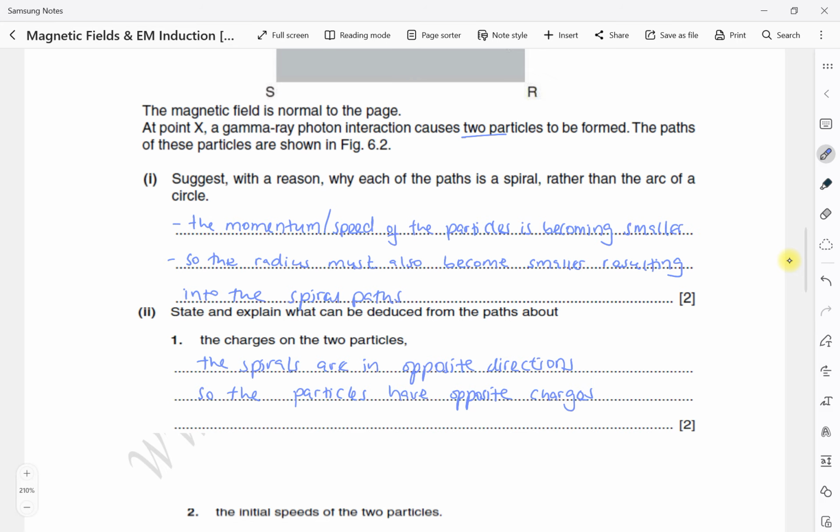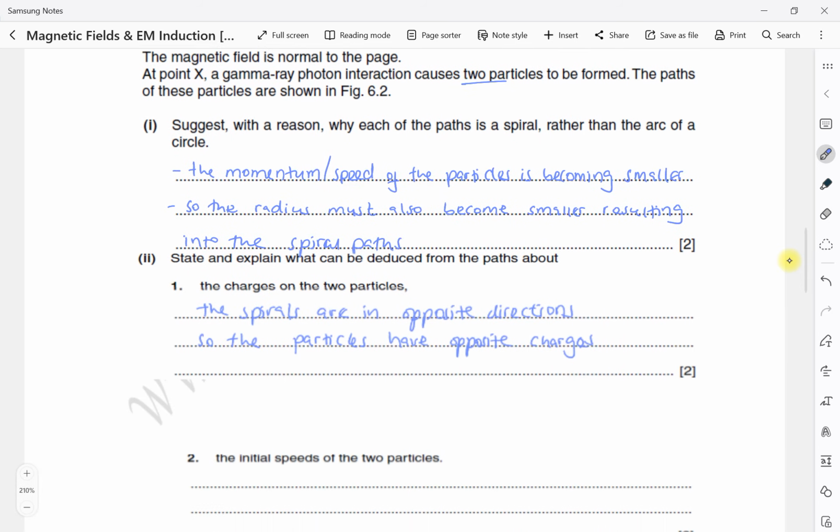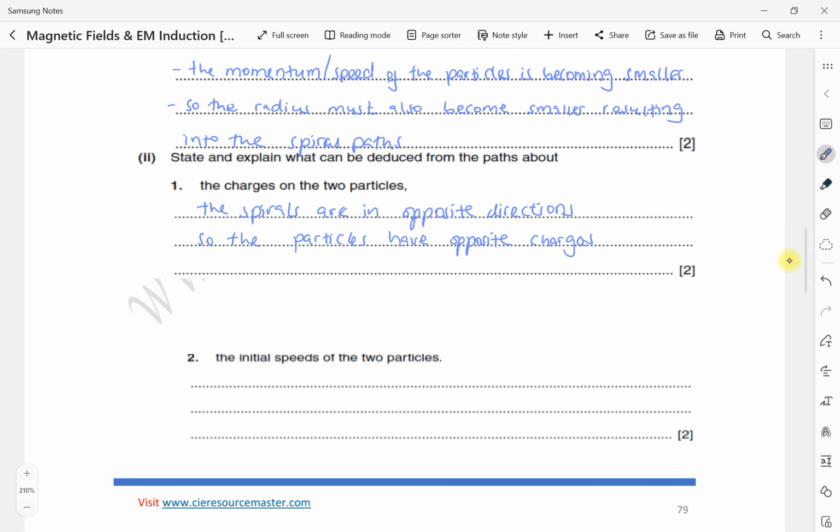If they had the same sign, they had the same charge. In electric or magnetic fields, particles with the same charge are deflected towards the same side or in the same direction. So because they are deflected in opposite directions, they have opposite signs of charge.